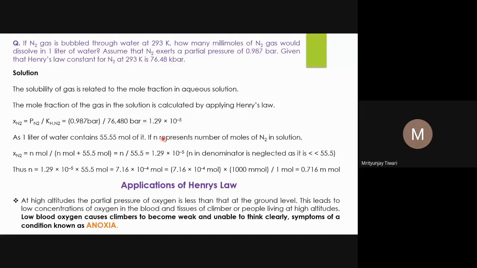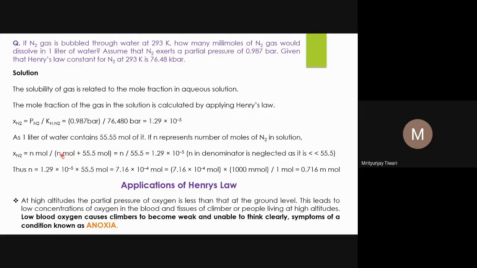Now let us consider n moles of nitrogen in the solution. The dissolved nitrogen in the solution, the number of moles is n. Now the mole fraction we can obtain. Mole fraction of nitrogen will be equal to number of moles of nitrogen divided by number of moles of nitrogen plus number of moles of water. This is the total number of moles of all the components of the solution, and this is the particular component for which we are calculating the mole fraction.